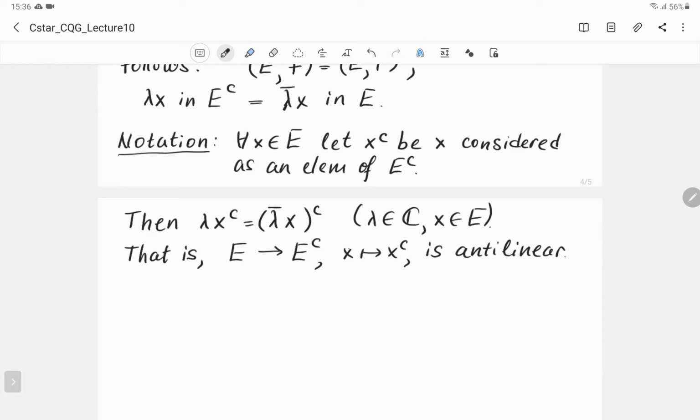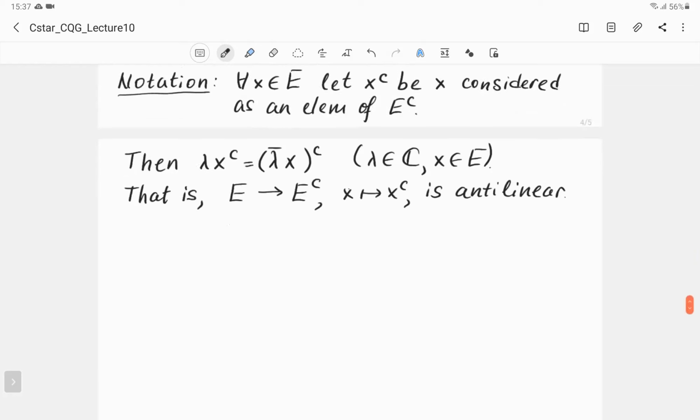So this is the complex conjugate space. It looks similar to E, but in fact, there is no canonical isomorphism between E and EC. Of course, they are isomorphic because the algebraic dimensions are the same, but there is no canonical isomorphism. So the only canonical bijection, which is given by this formula, is not linear, it is antilinear. Okay, let's look at some simple properties of this construction. So we have the following proposition.